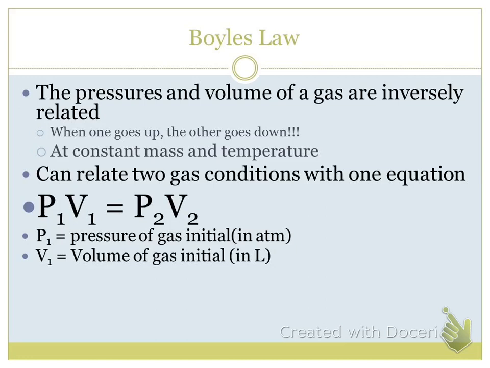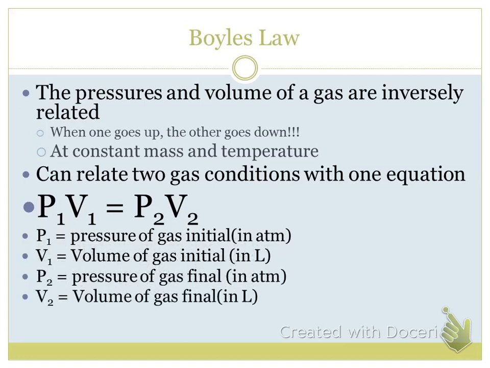I'll walk through what each of these variables means. You know that 1 means before, 2 means after. P is pressure, which we would like to be in atmospheres. V has to be in liters. I make some stipulations for the units because when we move on to our last gas law, the units are very specific.